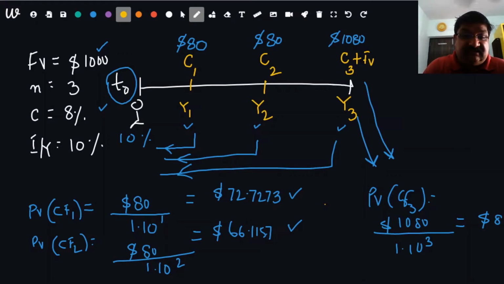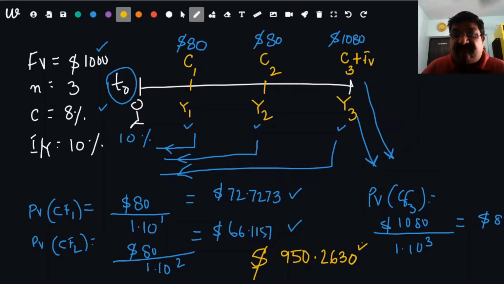You are going to get 66.1157 plus 72.7273, which is $950.263. So you are actually looking at paying not more than $950.263 for investing in this bond.